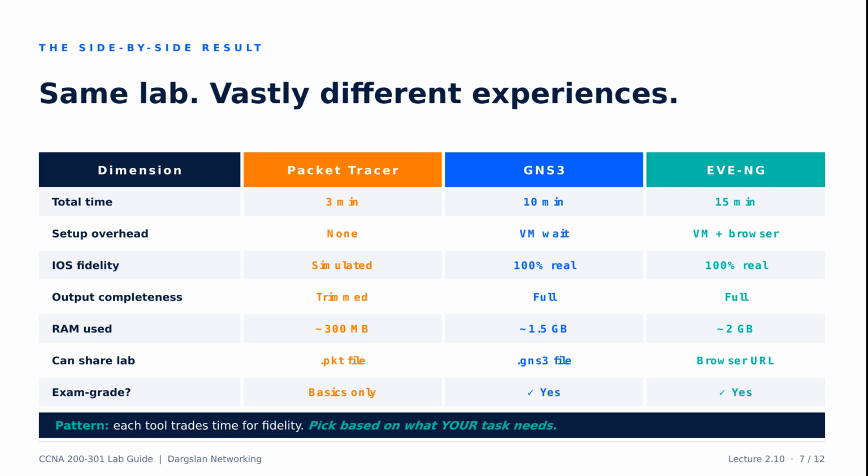So lay it all out side by side, and the pattern jumps off the page. 3 minutes, 10 minutes, 15 minutes, and every minute you spend buys you something. Packet Tracer trades fidelity for speed. GNS3 and EVE-NG hand you real IOS, full output, and exam-grade behavior, but you pay in RAM and setup. There's no winner here. Pick the tool that fits the task in front of you. Quick syntax drill, deep protocol study, or a persistent lab you share by URL.